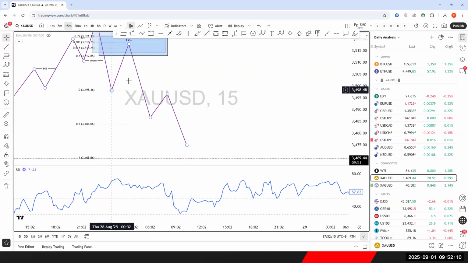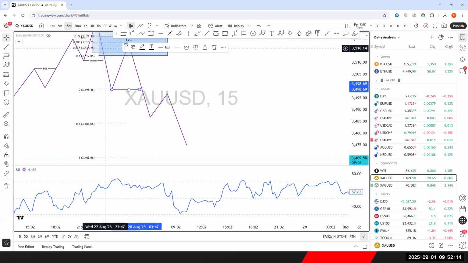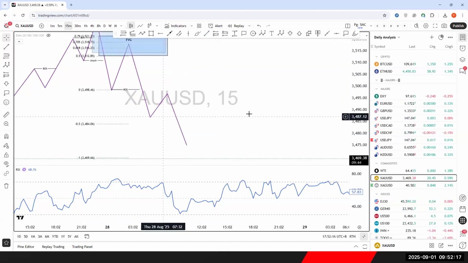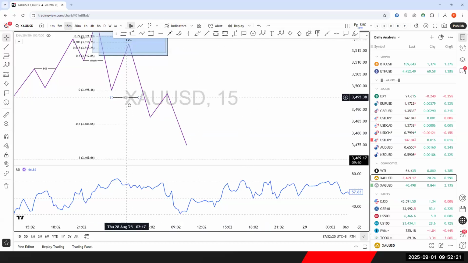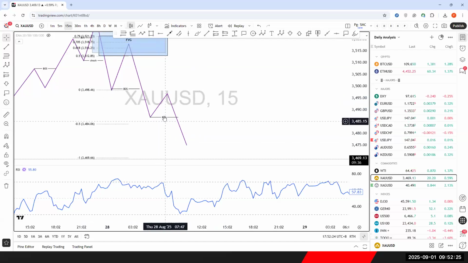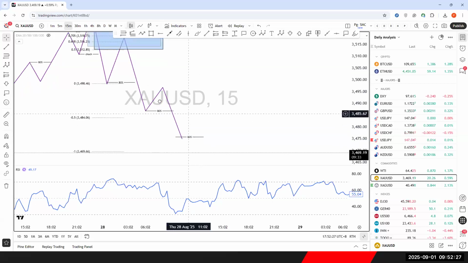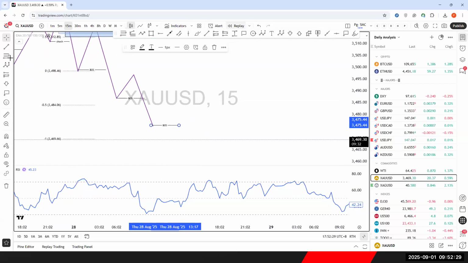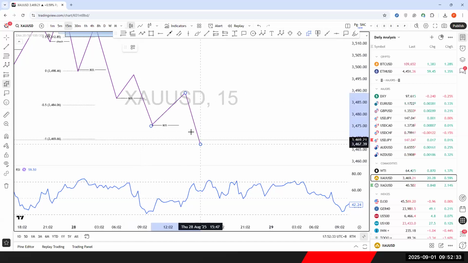Price also makes them your OB break of structures, right? Break of structure here. Okay. And break of structure somewhere here. Meaning that it continues and breaks below.